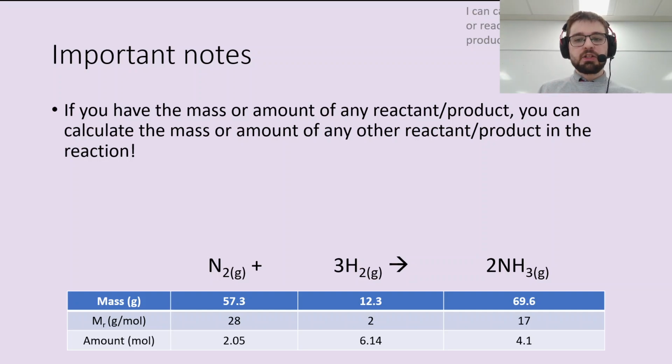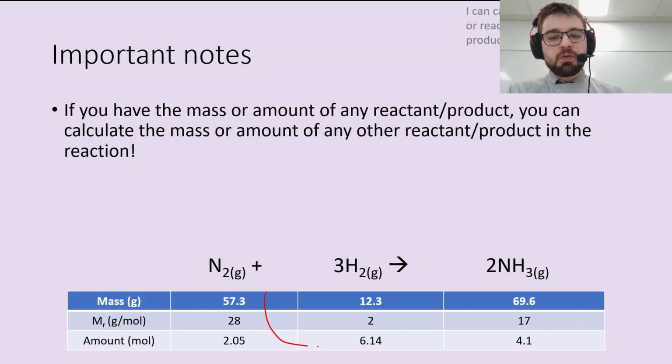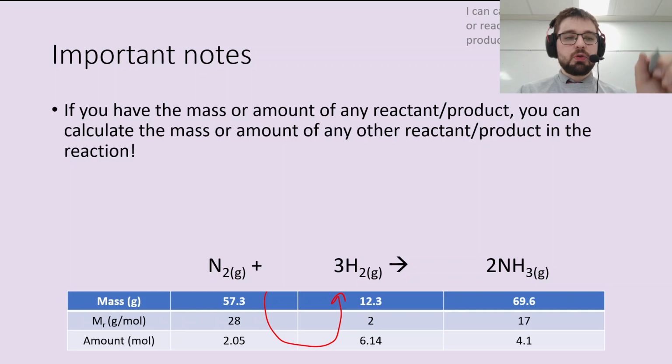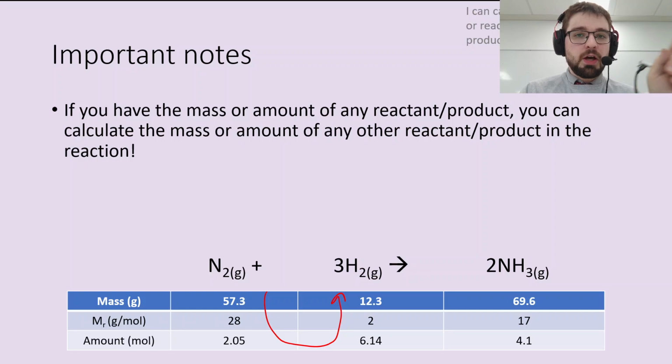Just to point out here, I've done it there in terms of the ammonia. We could also have found the mass of the hydrogen as well. When you're doing mass stoichiometry, as soon as you have any mass value, you can find the mass value of every other reactant and product in the equation, because you will know all the molar mass values from the periodic table.